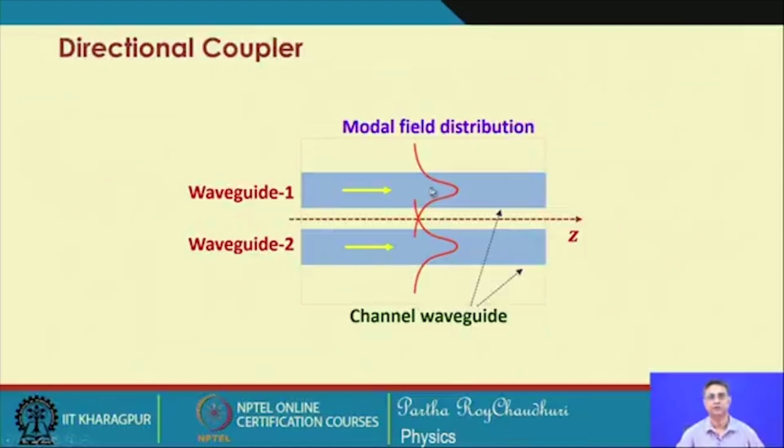You have an optical waveguide, which is waveguide 1, and the waveguide can support a single mode, the fundamental mode, which looks like this. You have another waveguide, which, for the time being, we assume is identical or maybe similar. It also supports a similar fundamental mode field distribution. These two waveguides are lying parallel to each other with a small gap between them, and the wave is traveling along the z direction.